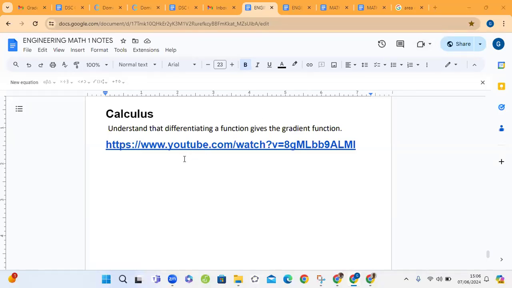This video is with regards to an introduction to calculus, specifically the subtopic of differentiation. Now it says we need to understand that differentiating a function gives the gradient function. So we need a definition of gradient. What is gradient?